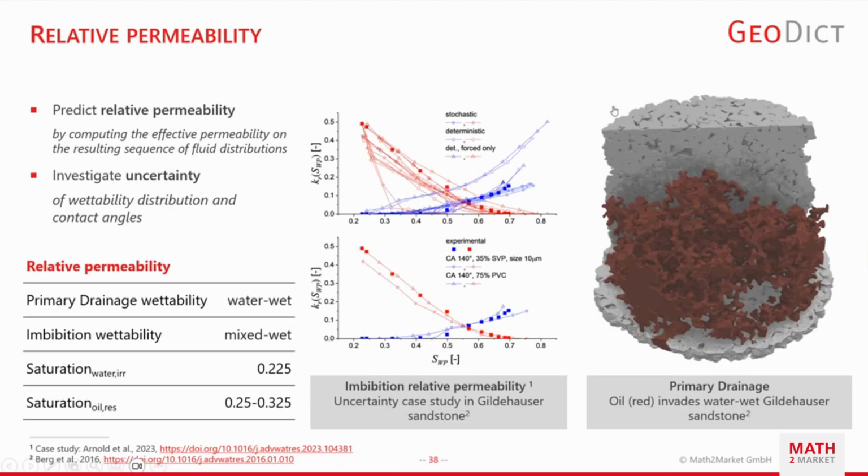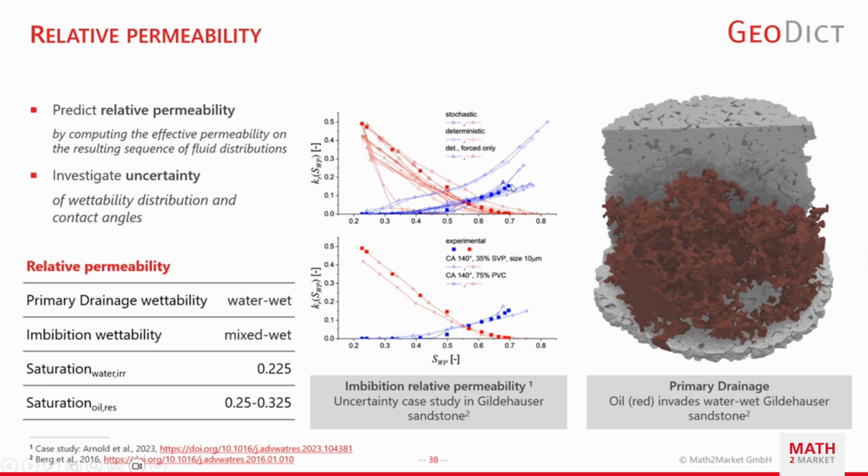Which brings us to relative permeability. So you can compute the relative permeability curve. You can investigate the uncertainty. And here we're basically showing one publication from Pitt Arnold from Montanuniversität in Leoben, which has been supervised by Steffen Berg from Shell and Holger Ott from the university.